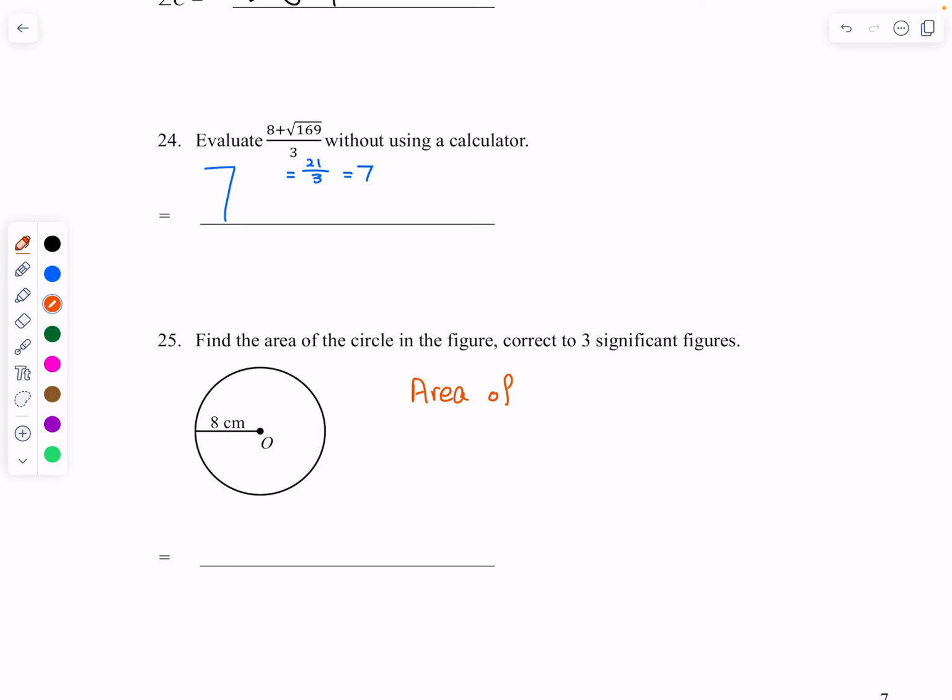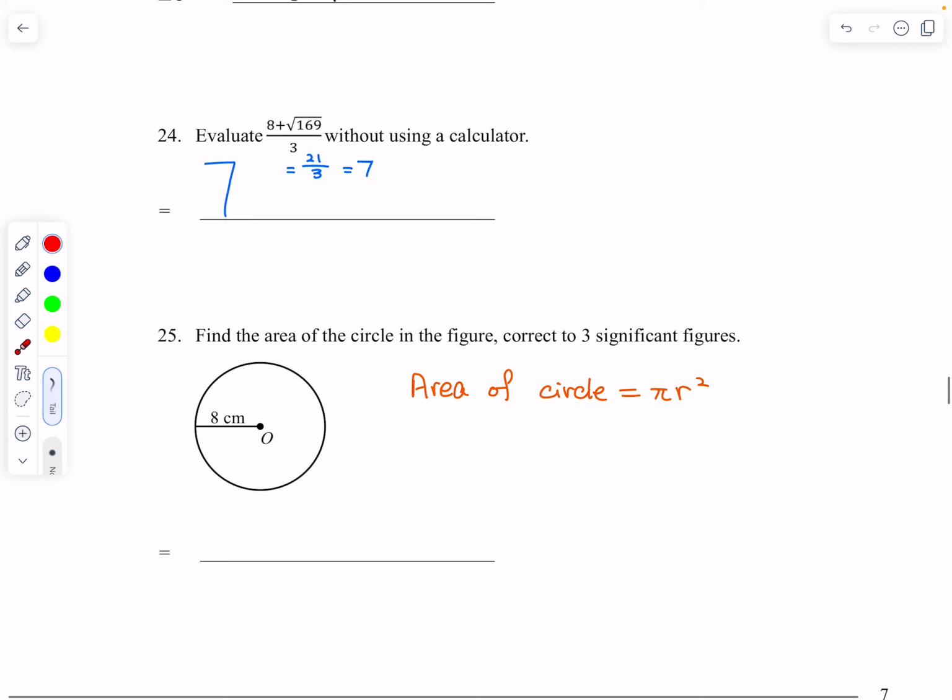Area of circle is pi r square. What is the radius in this question? R means radius. Radius in this question is 8. So area will be pi radius square. 8 square means 8 times 8, which is 64.